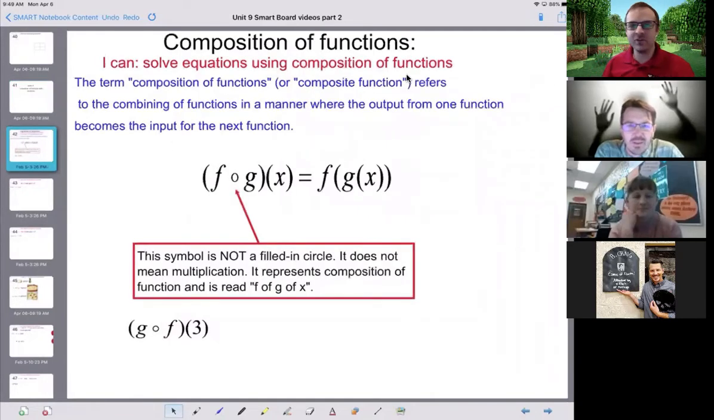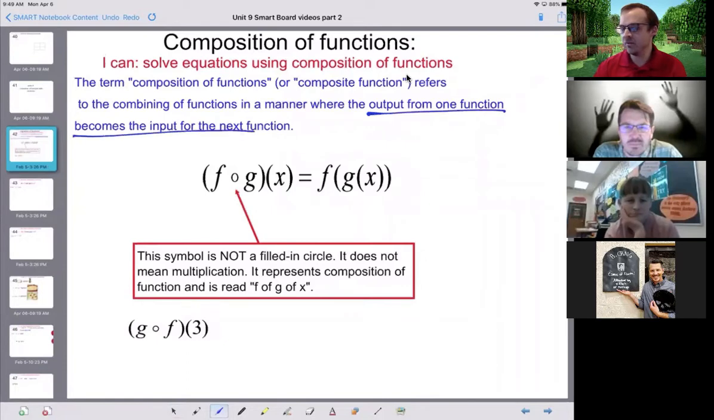So composition of functions, it's not multiplication. The term composition of functions just refers to the combining of functions in the manner where the output from one function becomes the input for the next function.